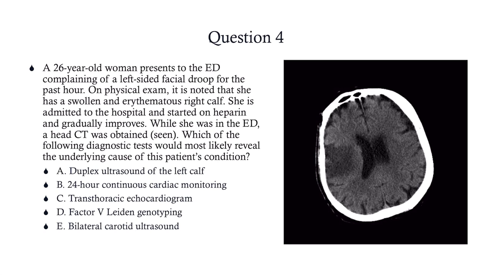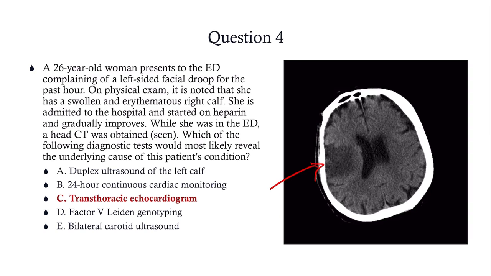All right, so the answer is C, transthoracic echocardiogram. So what happened to this patient? Well, based on her presentation and her imaging, she had a stroke. In particular, she had a right-sided MCA stroke, an ischemic stroke in the MCA distribution on the right side. And that is the cause of her left-sided facial droop.